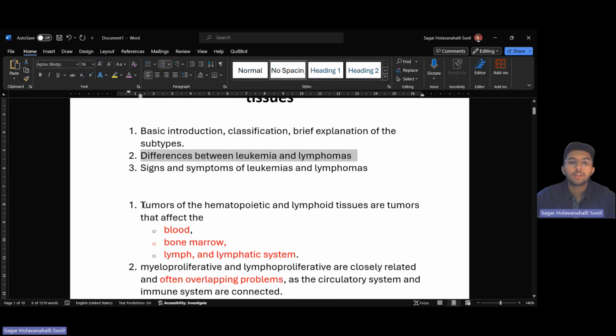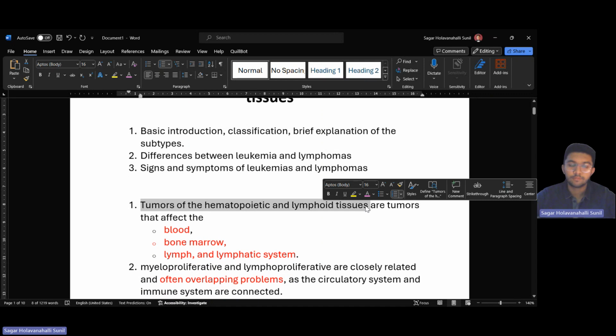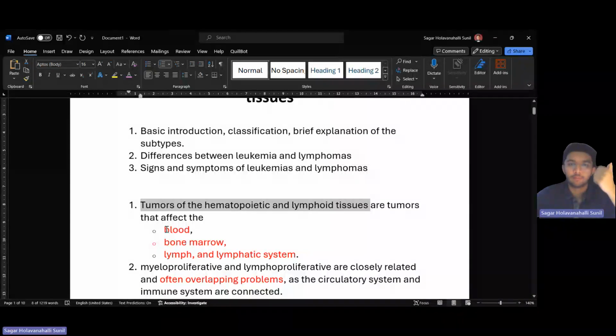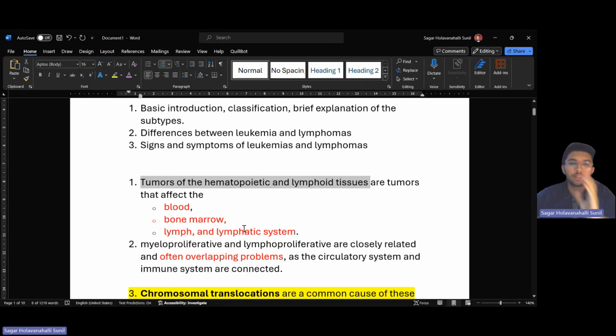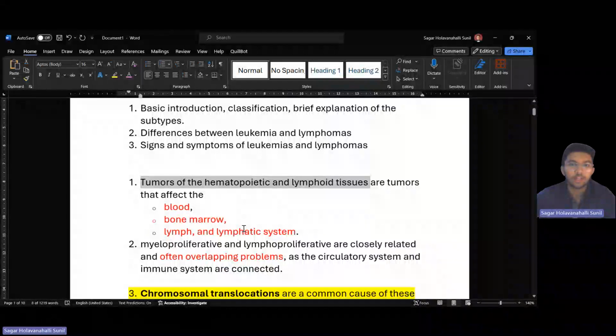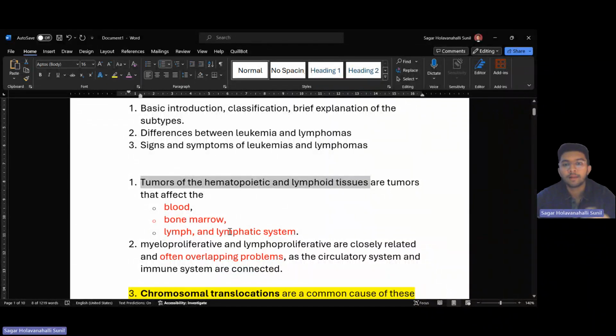Now, when you look at the tumors of hematopoietic and lymphoid tissues, it will affect the blood, the bone marrow, the lymph and lymphatic system. Why? It's because the immune system and the circulatory system are connected functionally and even structurally.